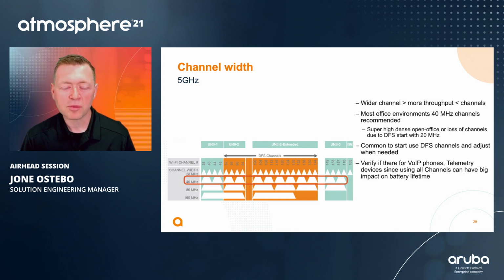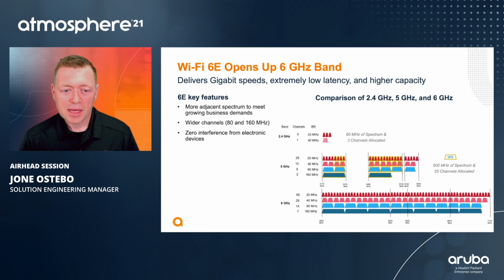So I recommend every one of you to use the DFS channels as well, because that gives you a lot more channels to use. The next thing that we have ahead of us is Wi-Fi 6E. This new band is using 6 GHz as well, and that gives you way more channels. We don't have any APs out with 6E yet, but that's next generation from both Aruba and all the other vendors in the market as well.